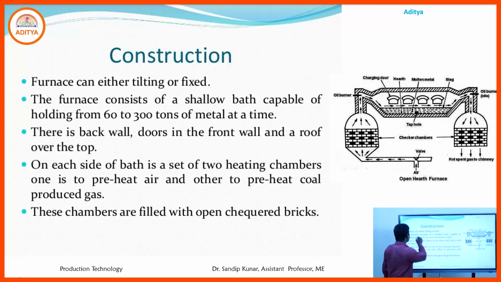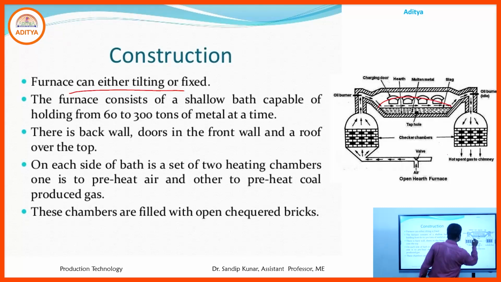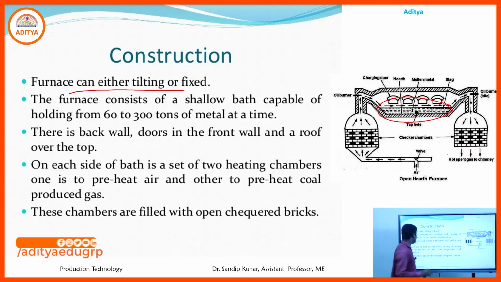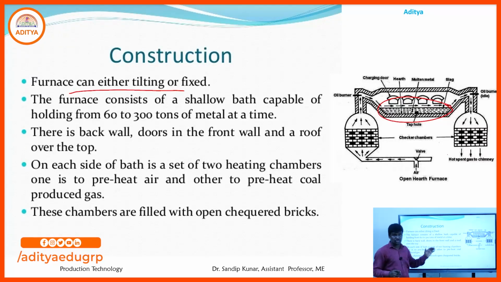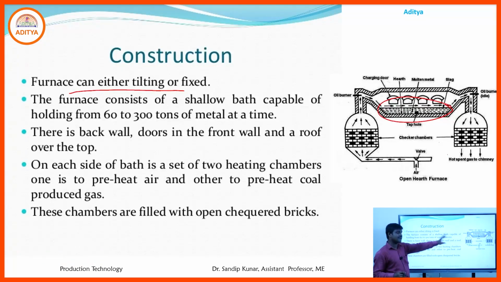Construction, what are the constructions? The furnace can be either tilting or fixed. As per our requirement we can tilt the furnace also. The furnace consists of a shallow bath capable of holding from 60 to 300 tons of molten metal, which we can produce in that furnace at a time. 300 tons means a very big amount that we have produced using the open hearth furnace.